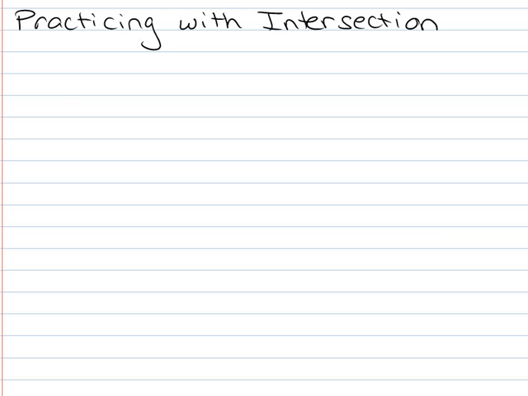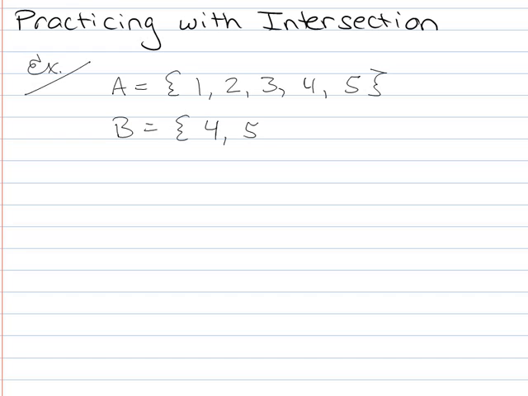Let's look at practicing with intersections. So again, a typical problem whenever you're looking at intersection would be something like, A is 1, 2, 3, 4, 5, and then to say, well, B is 4, 5, 6, 7, 8.